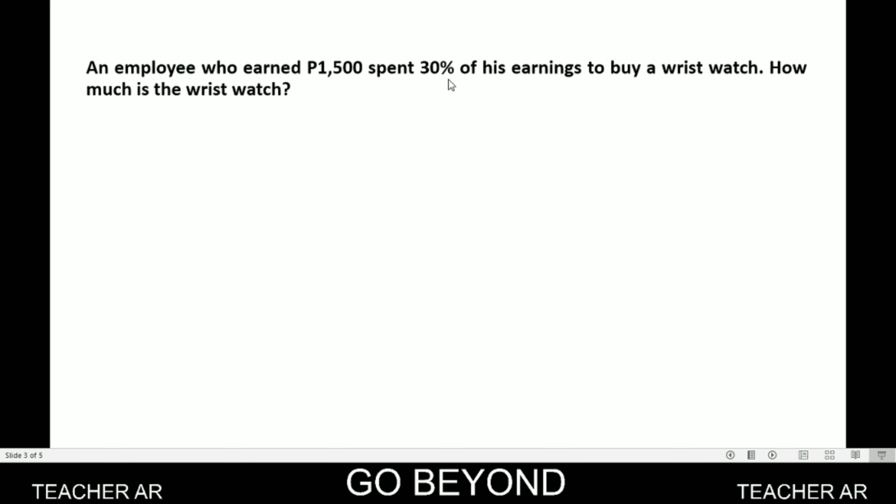So it could be base or the percentage. So ano nga ba ang hinahanap? What is asked in the problem? Okay, let us understand the problem.